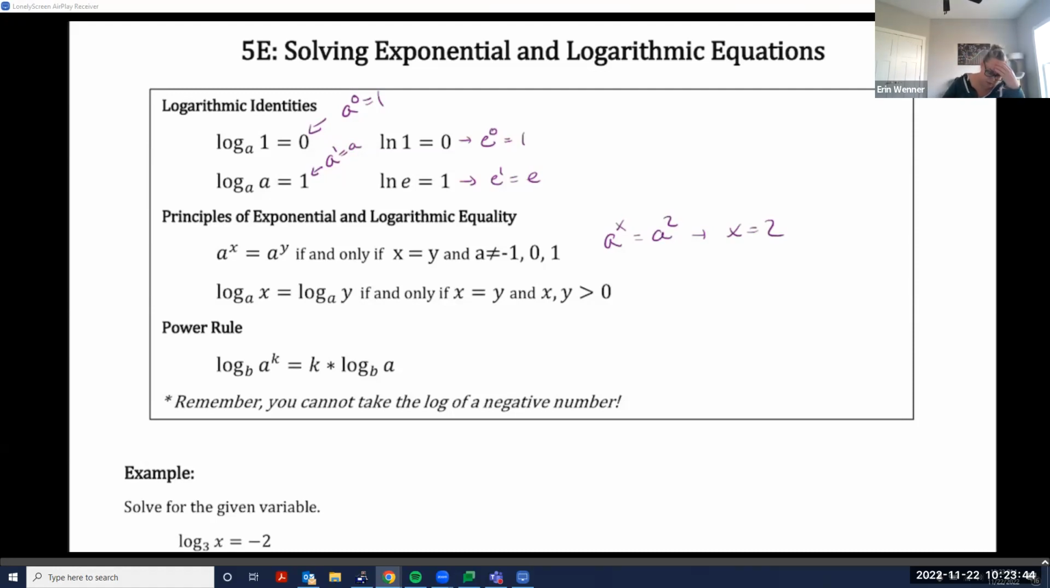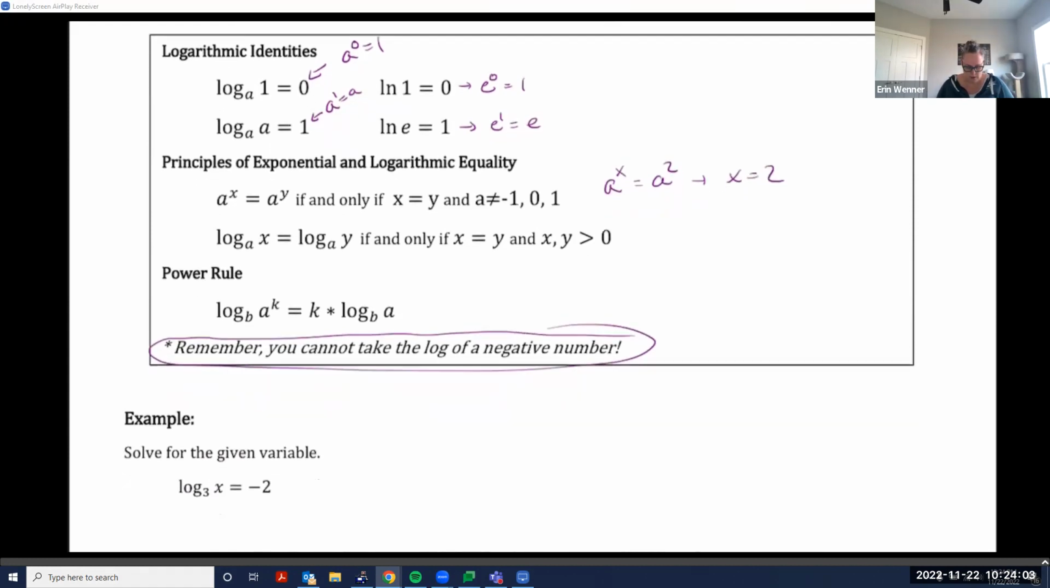That same relationship is true for logarithms. Log base a of x is equal to log base a of y, if and only if x equals y and x and y are greater than 0. We cannot take the log of a negative number. So I want you to remember that. It's not possible. So how do we use this?